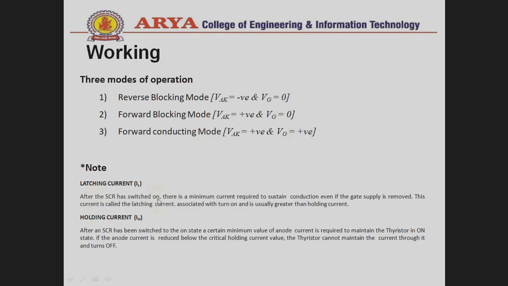The latching current: after the SCR has switched on, there is a minimum current required to sustain conduction even if the gate pulse is removed. This current is called the latching current, is associated with the turn on, and is usually greater than the holding current. And the holding current: after an SCR has been switched to the on state, a certain minimum value of anode current is required to maintain the thyristor in the on state. If the anode current is reduced below the critical holding current value, the thyristor cannot maintain conduction and turns off.